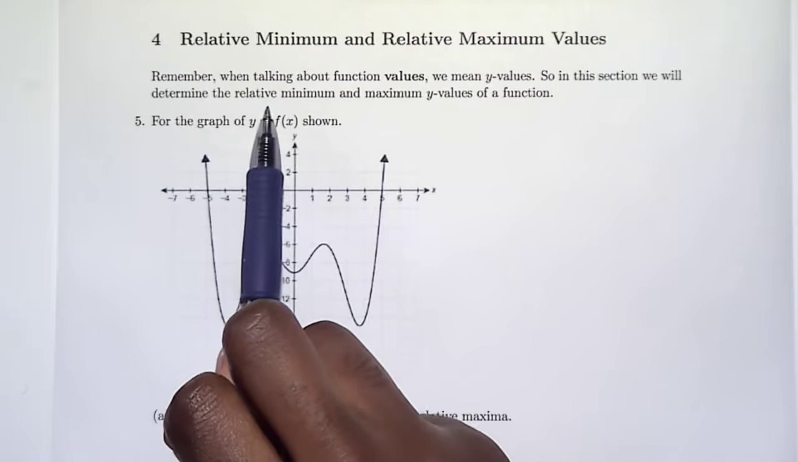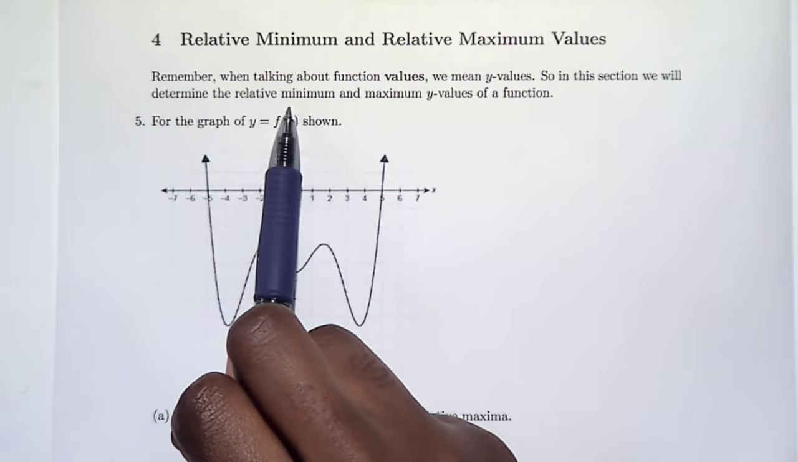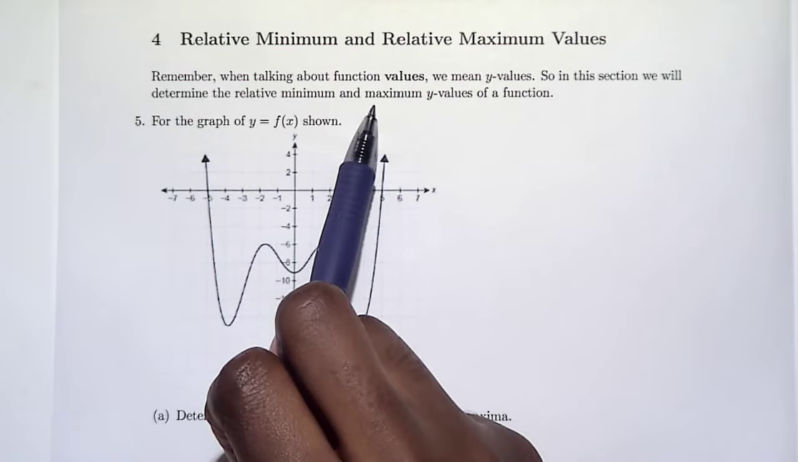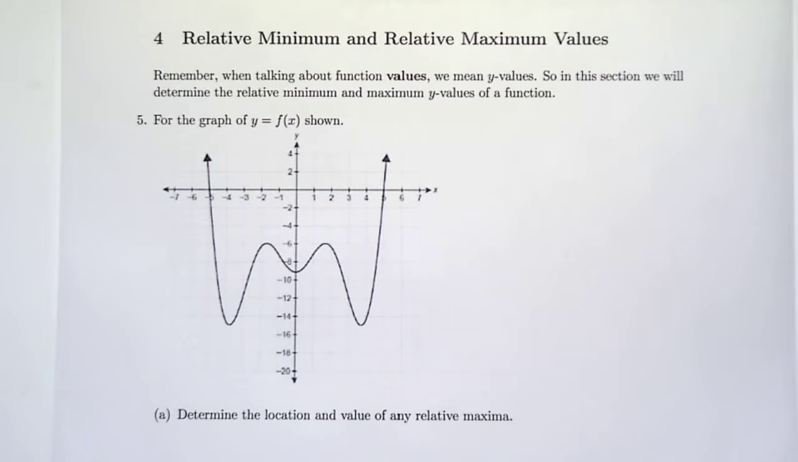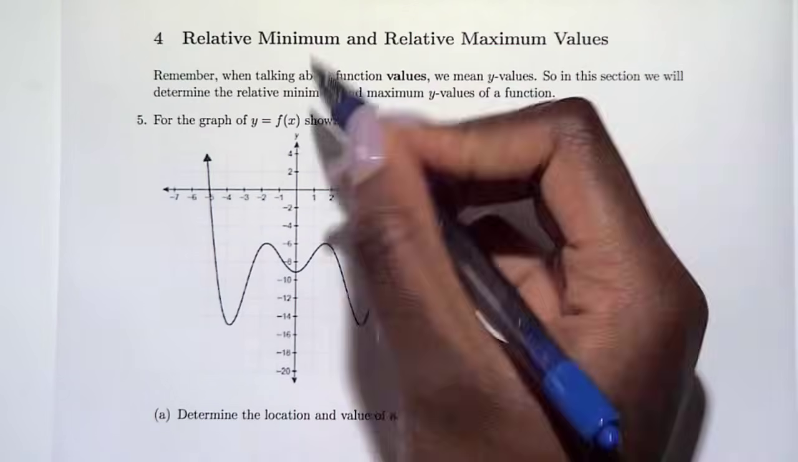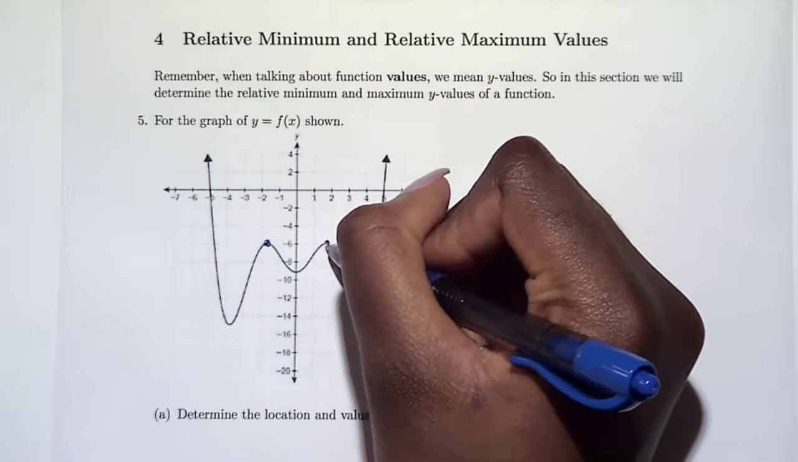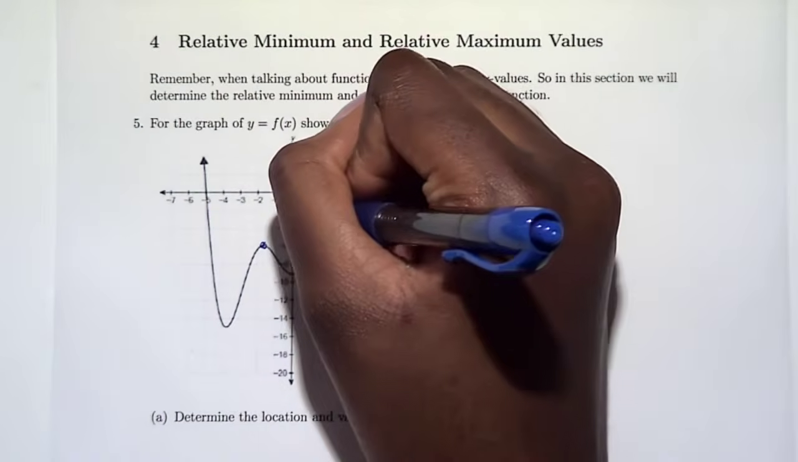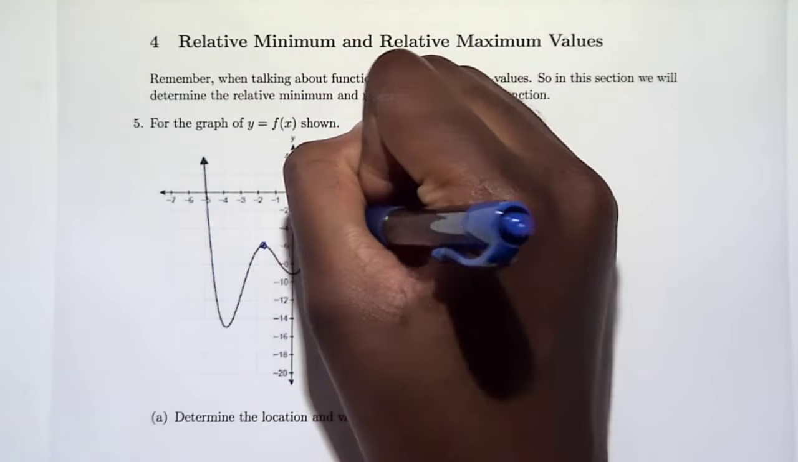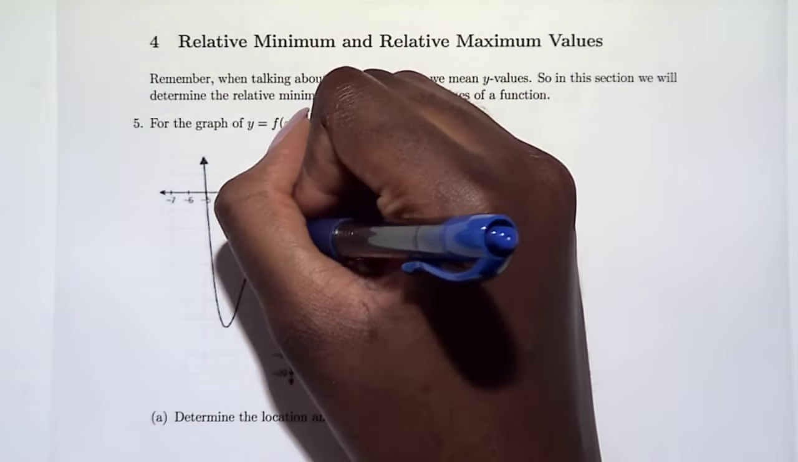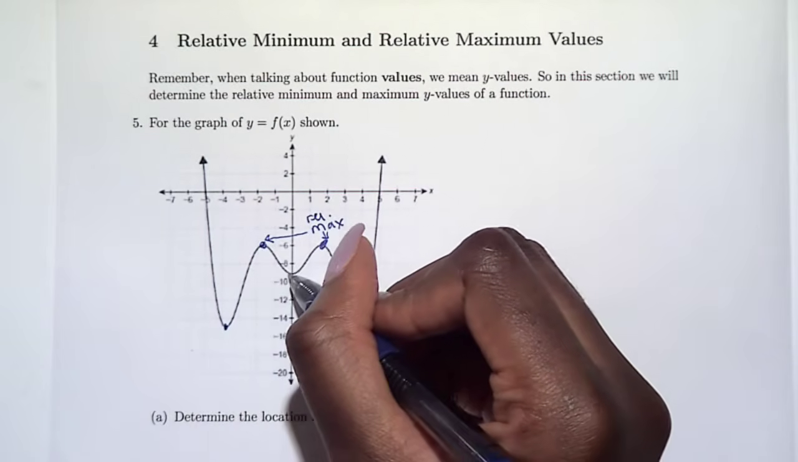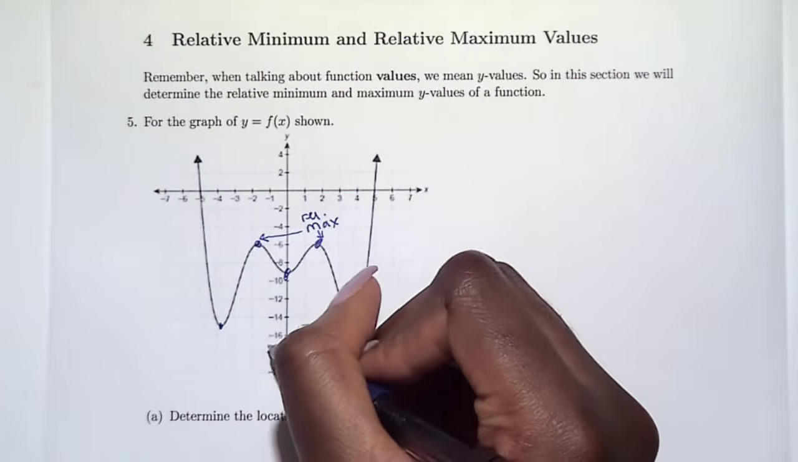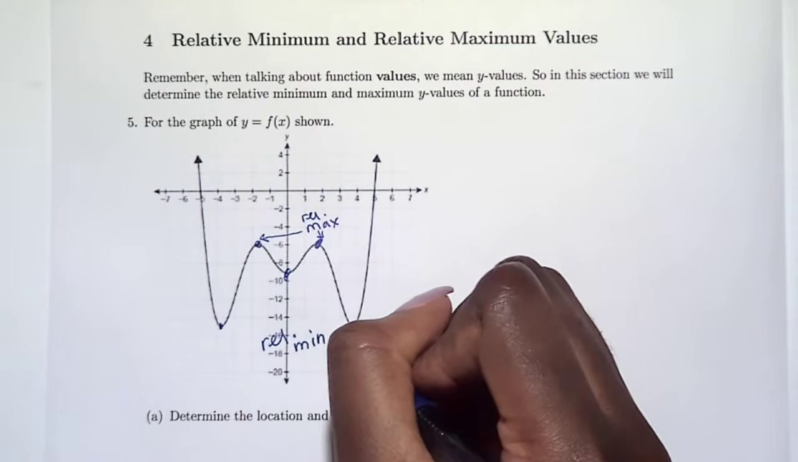So relative minimum just means it's the smallest in its general area, and relative maximum means it's the biggest in its general area. So if you look at this graph, you can figure out the biggest in its general area here and here. Those are the big ones. So maybe I'll do this. Relative max here and here. And then the smallest values in their general area, that would be here, here, and here. Relative min.